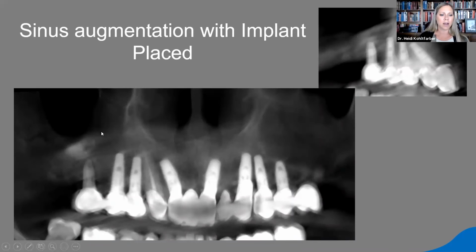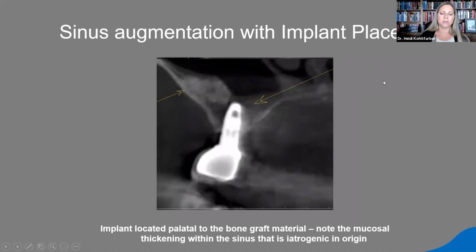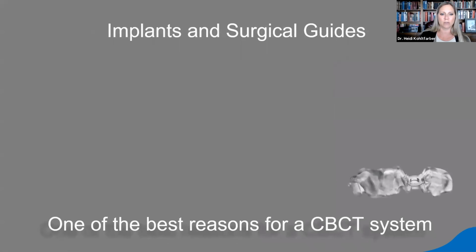This is another one. Based on the 2D, we can see our sinus augmentation. Multiple implants have been placed, and this implant looks pretty good. It looks like it's actually within the bone. Looks like it here as well. But we get into our actual 3D volume, and you can see that this is the bone graft material. The implant is not in the bone graft material. It's in the sinus. We have a mucosal thickening again that's iatrogenic in origin. How much bone is actually holding that implant in place? Very minimal amount. So that'll affect the longevity of that implant.